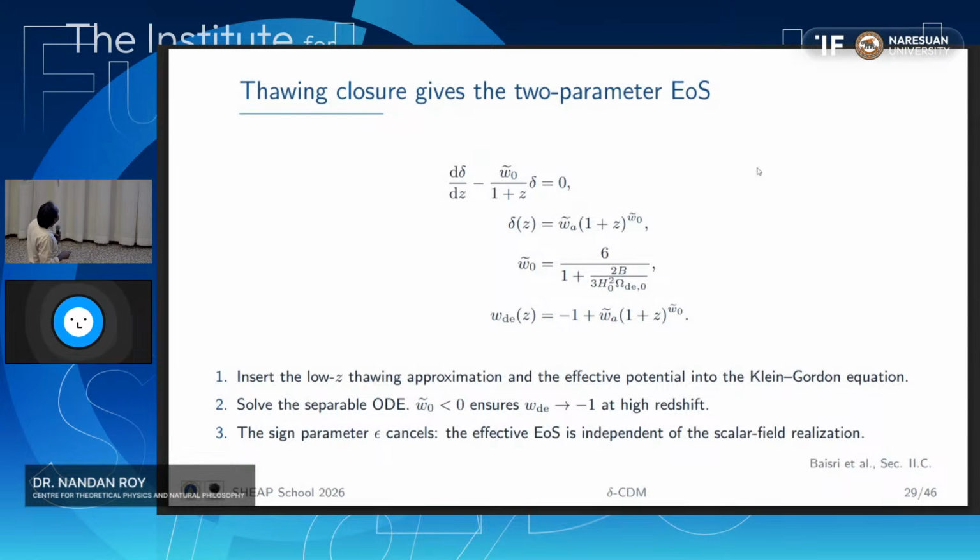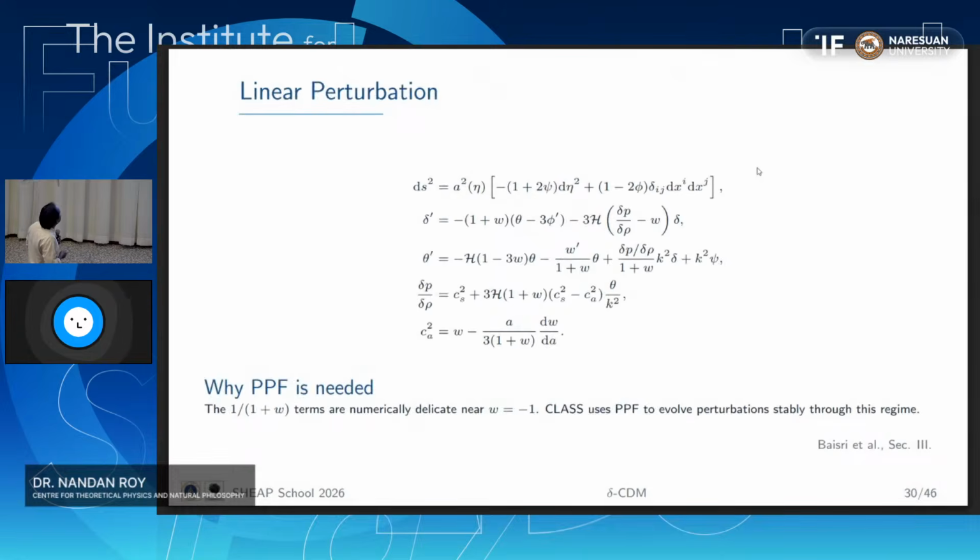And now how much time? 5 minutes. Okay. I think I could. Yes, I can do it.